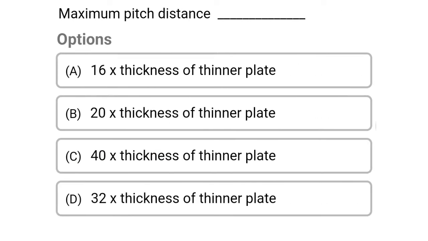So next question, maximum pitch distance is option A 16 into thickness of thinner plate, option B 20 into thickness of thinner plate, option C 40 into thickness of thinner plate, option D 32 into thickness of thinner plate. The correct answer is option D 32 into thickness of thinner plate.